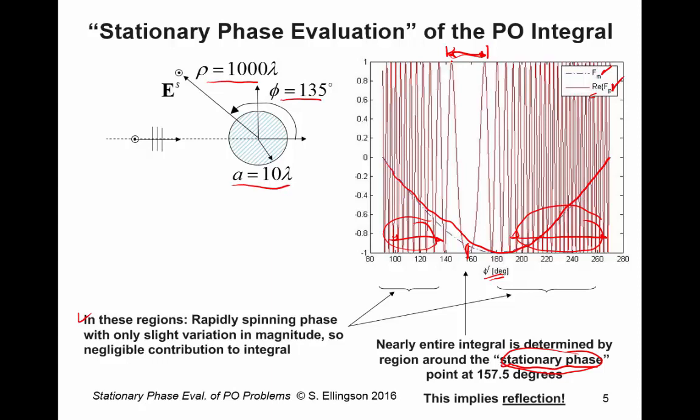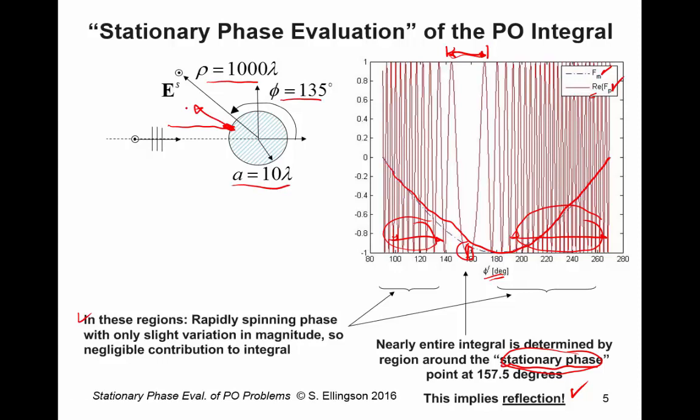By the way, as I've noted here, this implies reflection. The stationary phase point, 157.5 degrees, is right about here. So that corresponds to the place where we would expect a reflected wave to appear if we were to think of this problem in an optical sense.